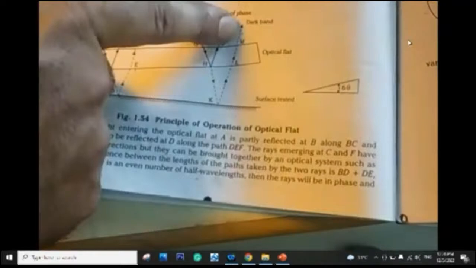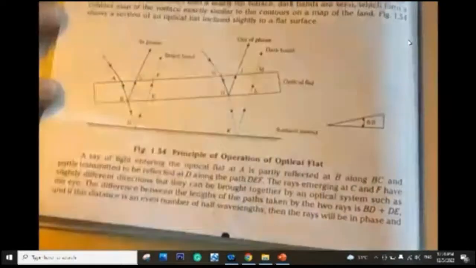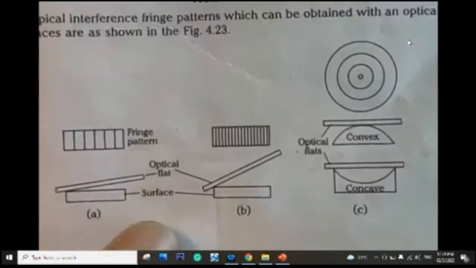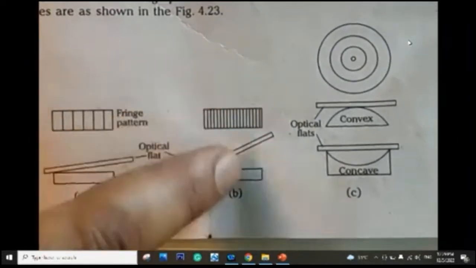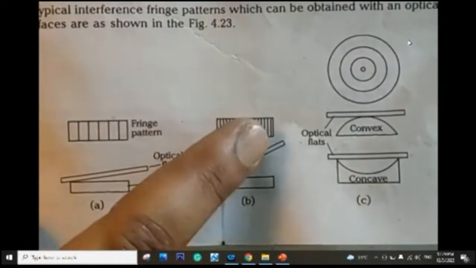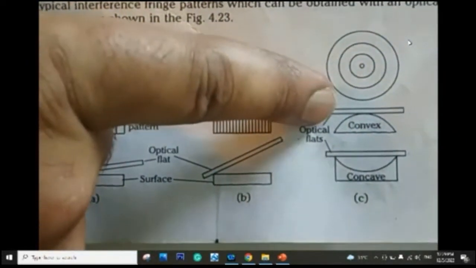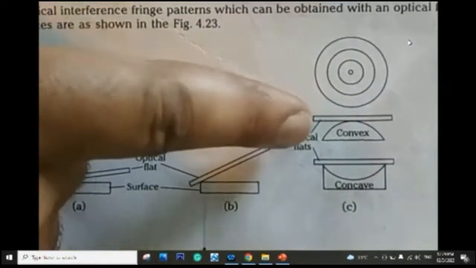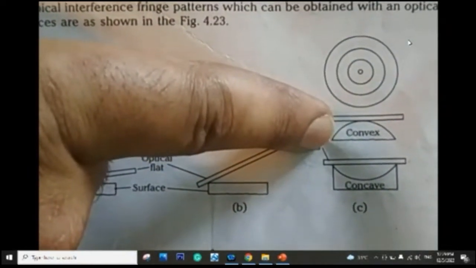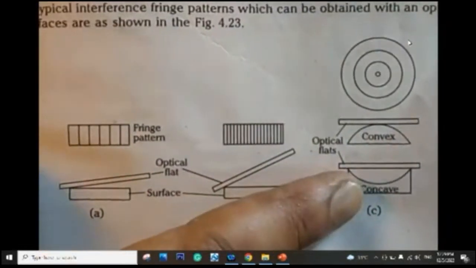You see here three different surfaces. This is a flat surface where we are going to get the fringes in straight lines. They are parallel to each other. In the same way, here a convex surface is there. We have made this a convex, the optical flat, and here it is a concave.